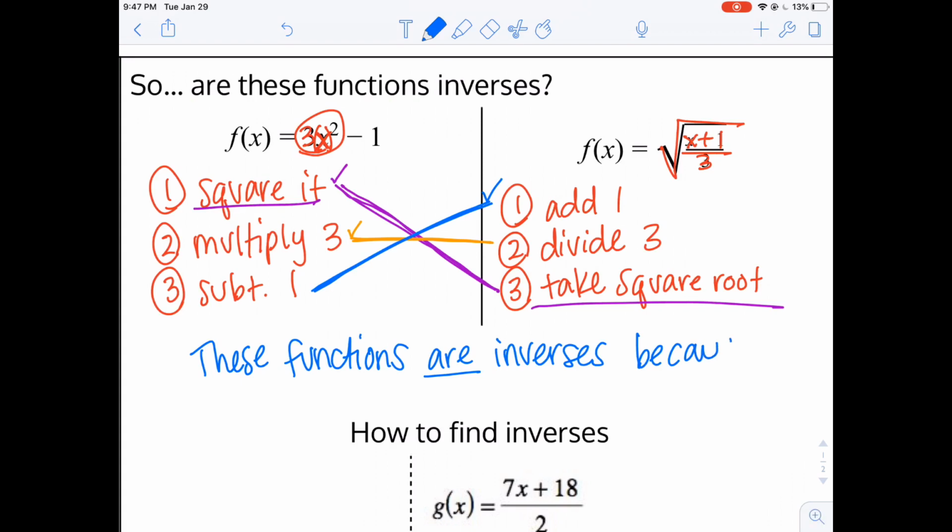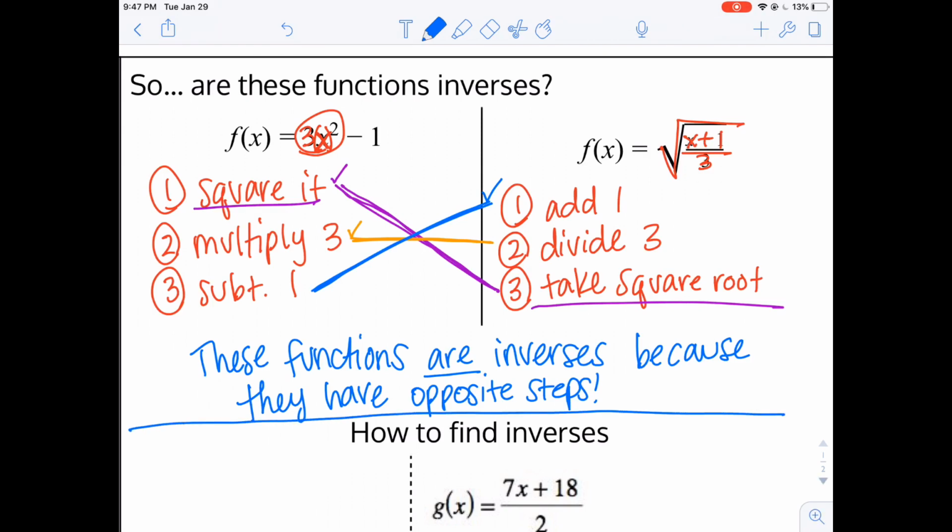because they have opposite steps. So that's how we can tell if two functions are inverses. So that's how we tell between two of them.